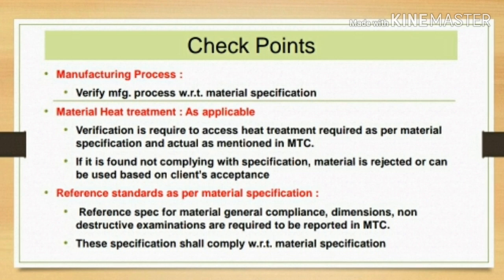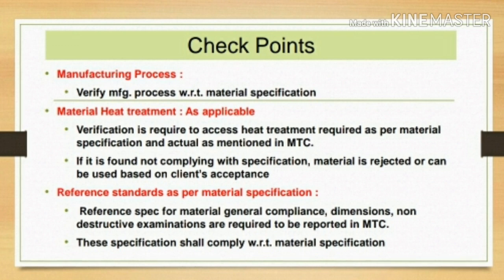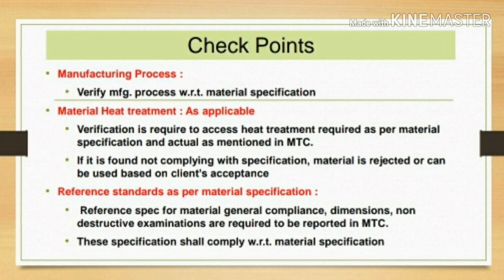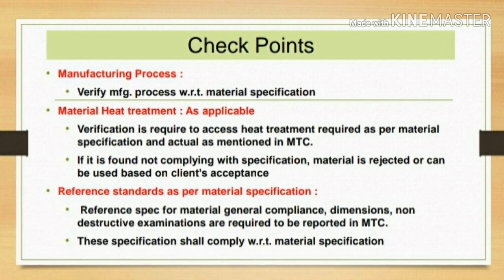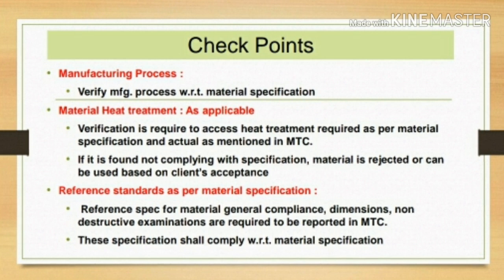So the next checkpoint is the manufacturing process. The manufacturing process is mentioned in the material specification. So the QC engineer has to check the actual manufacturing process given in the raw material test certificate against whichever process is mentioned in the material spec. Generally in the material spec, open hearth, basic oxygen or electric arc furnace, these types of processes are mentioned, but for every material these processes differ. So the QC engineer has to pay attention to this point.